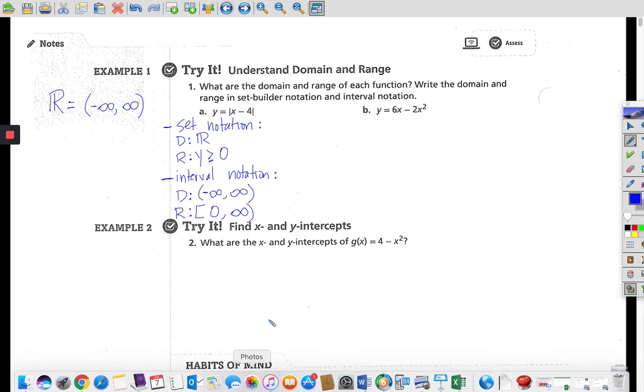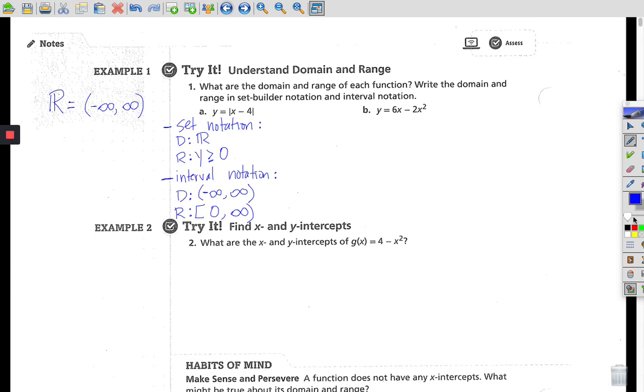Alright, next we're going to find, instead of actually writing out set notation and interval notation, I'm just going to say SN. So we got domain, range, and IN for interval notation, which is going to be domain and range.